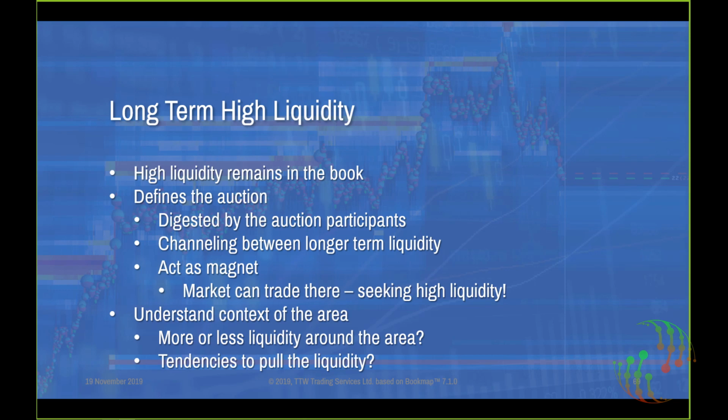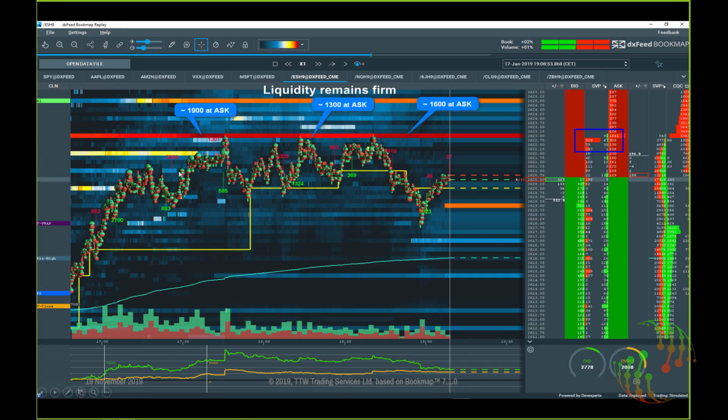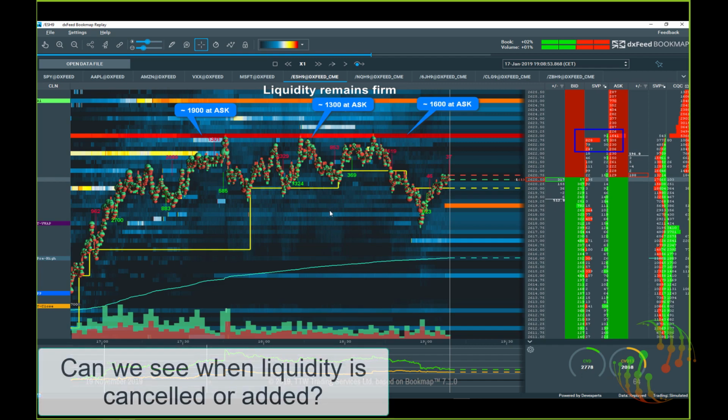Yes, we should understand the context of the area. Is there more or less liquidity around the area, or are there tendencies to pull the liquidity? So again, to show you that, you can see the liquidity being pulled within this color band on this price level. Adding, pulling, adding, and so on. The question was, can we see when liquidity is taken or pulled or cancelled? Yes, we can see that.